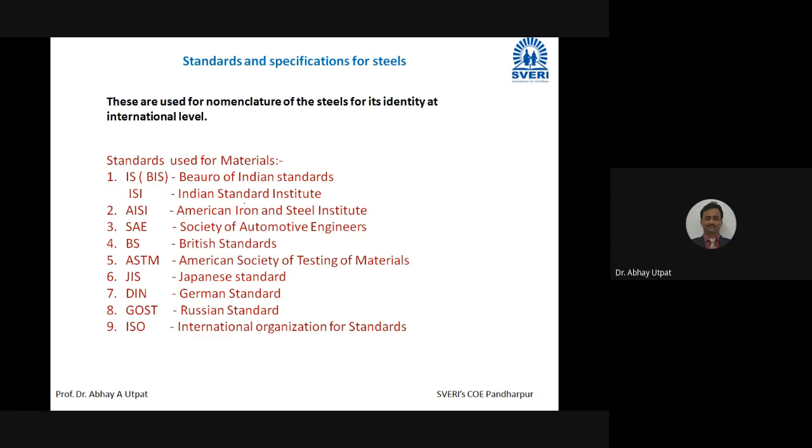IS long form is Indian Standard. It was earlier called BIS, Bureau of Indian Standards. And nowadays, we are calling it the ISI mark, Indian Standard Institute. So all these three are one and the same. IS stands for Indian Standard, ISI stands for Indian Standard Institute, and BIS is Bureau of Indian Standards. So I will give an example.